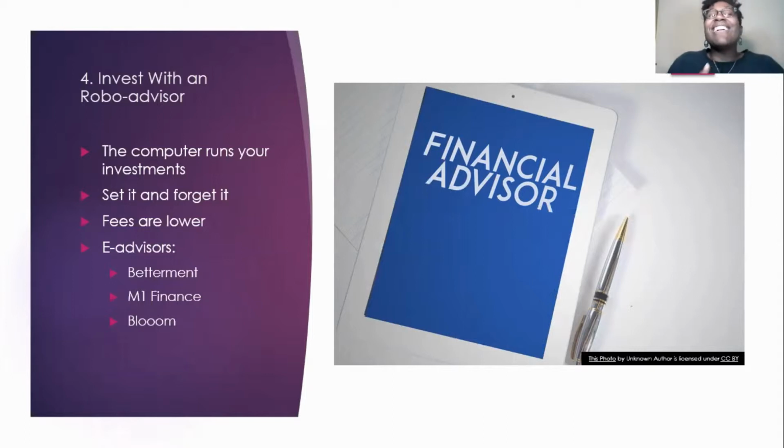All right. So these are some examples of robo-advisors: Betterment, M1 Finance, and Bloom. All right, so you can check those out. Research. If this is something that you want to do, figure out which one works better for you, and put your money in there and just sit back and let it go, honey. That's the way passive income works.